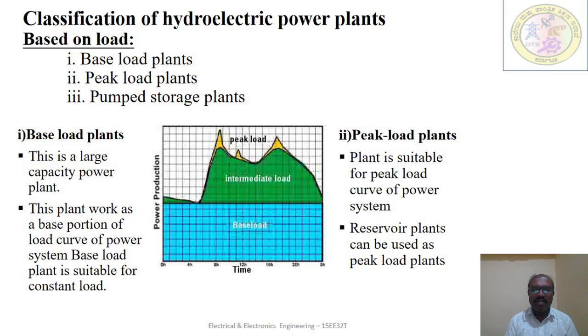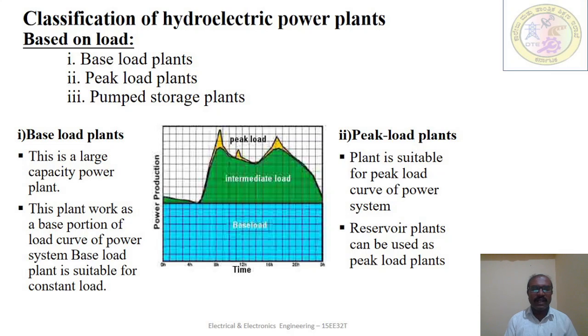Here, the runoff river plants without pondage and reservoir plants are used as base load plants. Most of the plants are reservoir based plants, so the water is stored with sufficient head and it can be used for continuous generation as base load plants.